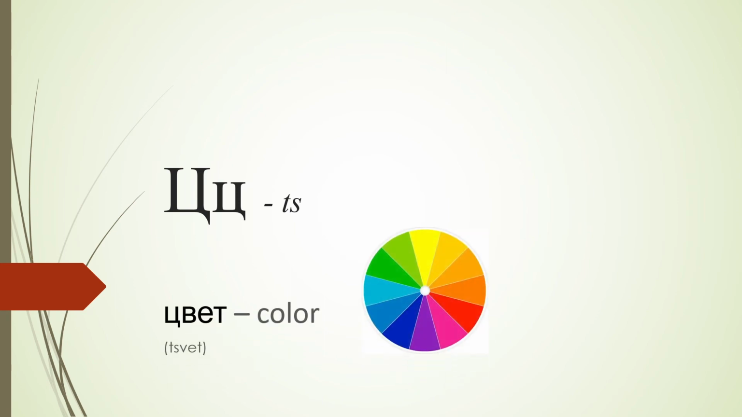Okay, the next letter is ц. ц, just like the English TS put together. Might be hard at first, but you will get it with practice, because again, this isn't a very common sound in English. Okay, and an example word is цвет, which means color. цвет.